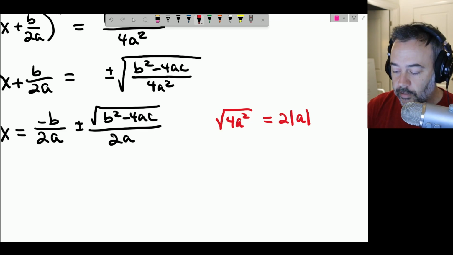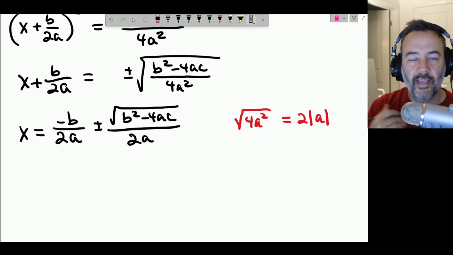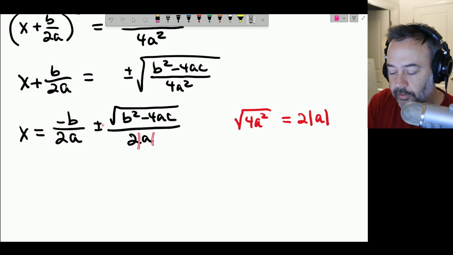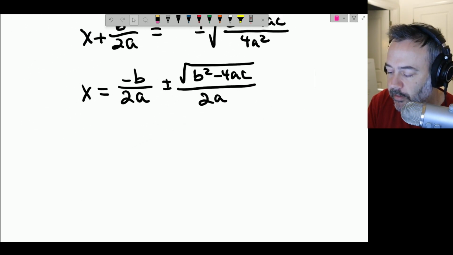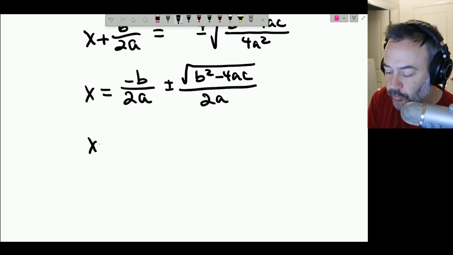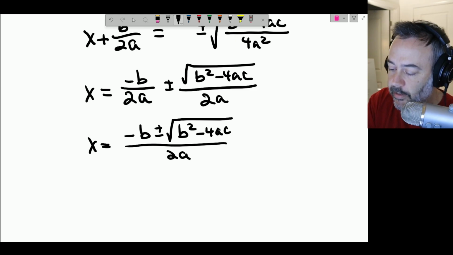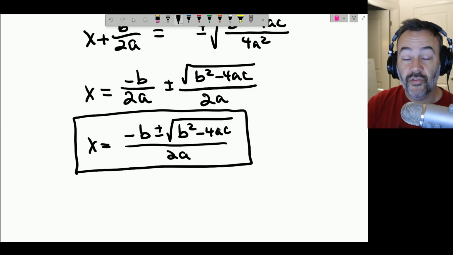But since we have the plus or minus in the front, it handles both cases of absolute value, whether a is negative or a is positive. So we don't need to write the absolute value here. It's handled with the plus or minus. So that's an equivalent way of handling the absolute value. Okay, now we actually have this over a common denominator, and we're done. x equals negative b plus or minus the square root of b squared minus 4ac all over 2a.